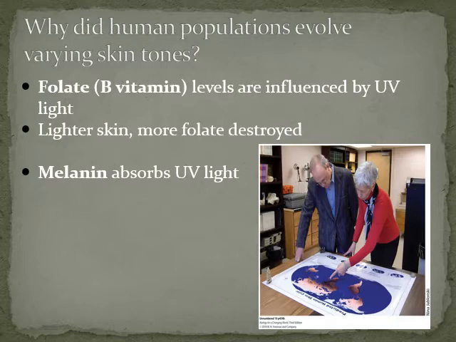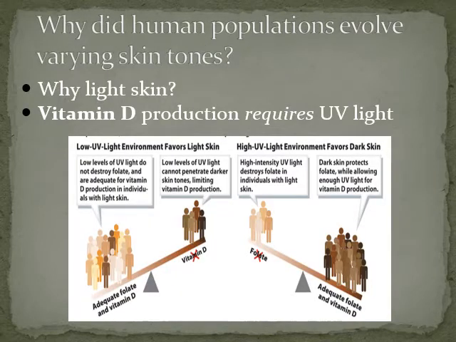We know too that melanin, again darker pigment, we all have melanin, but the more melanin you have, the darker skin tone you have. Melanin is really good at absorbing UV light. So you can have more melanin or darker skin tone in a higher UV light environment. Again, in order to get vitamin D, we have to have UV light, so vitamin D production requires this.